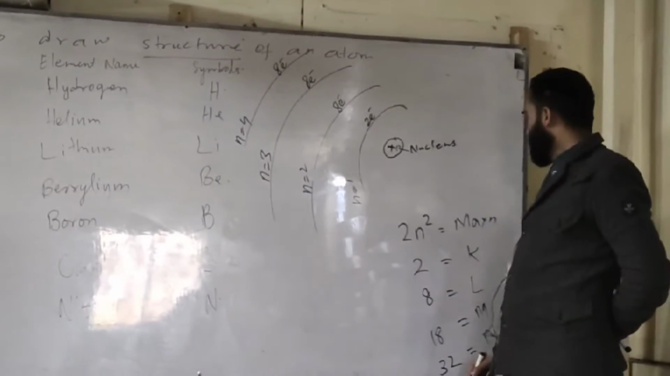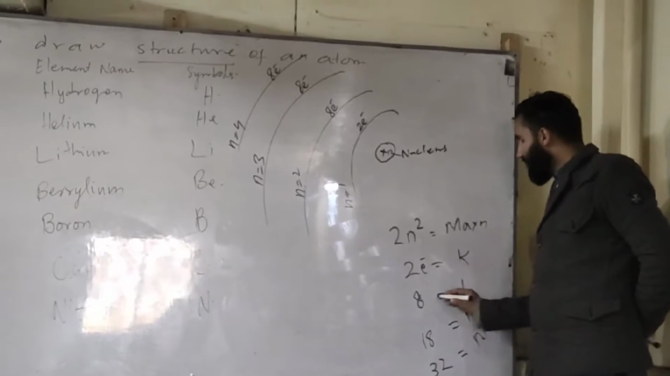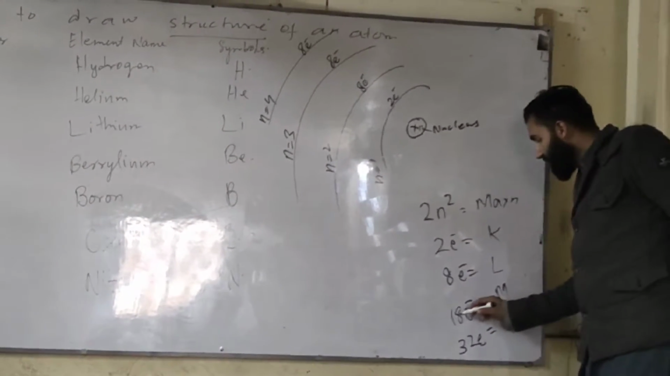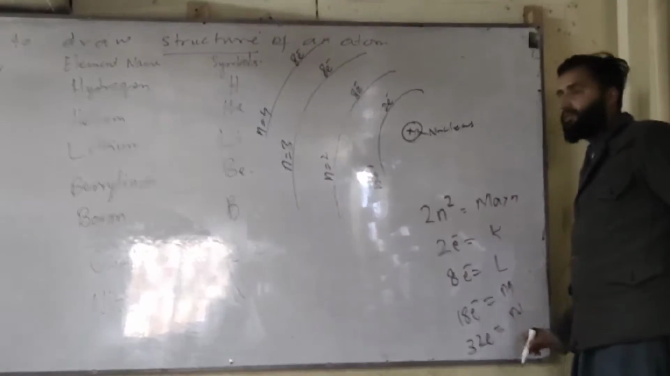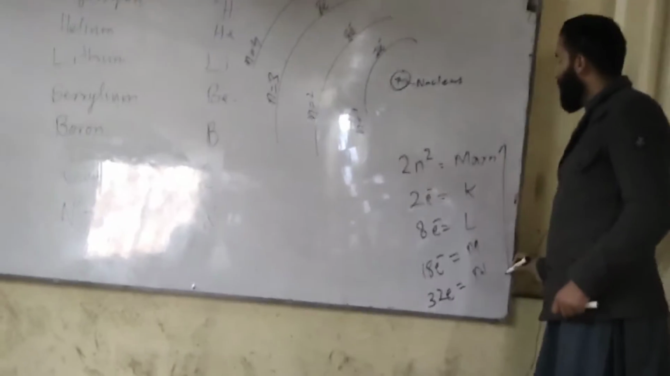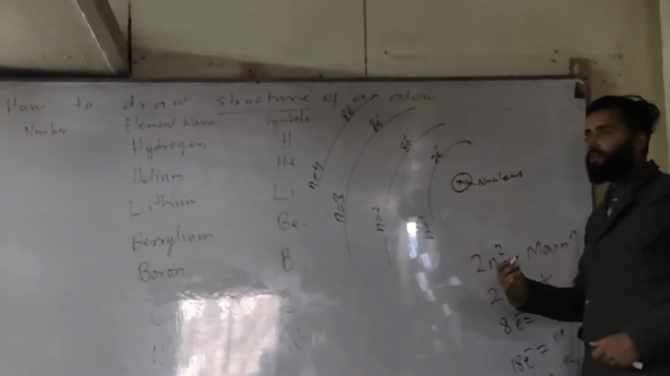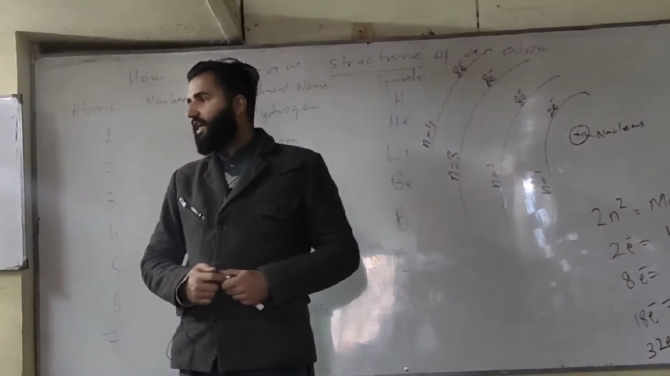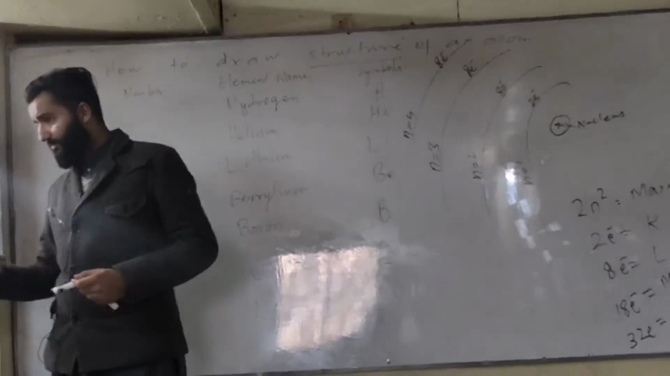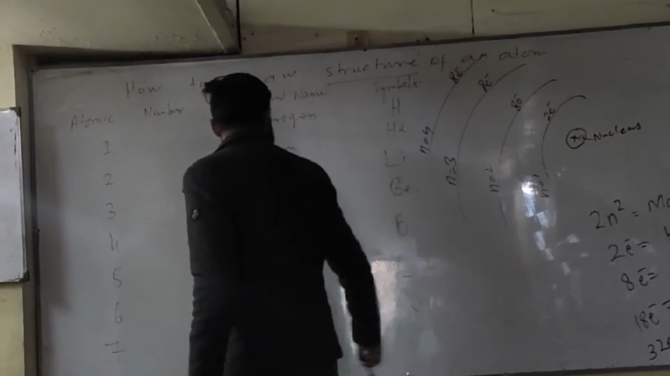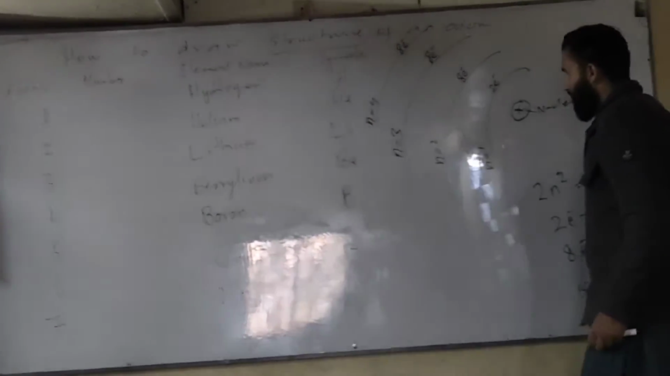So in the first shell you can fill 2 electrons, in the second shell 8 electrons, in the third shell 18 electrons, and in the fourth shell 32 electrons. But this is only true for elements with atomic number greater than 20. Since we are dealing with lower elements, with atomic number less than 20, this electronic configuration is not valid.